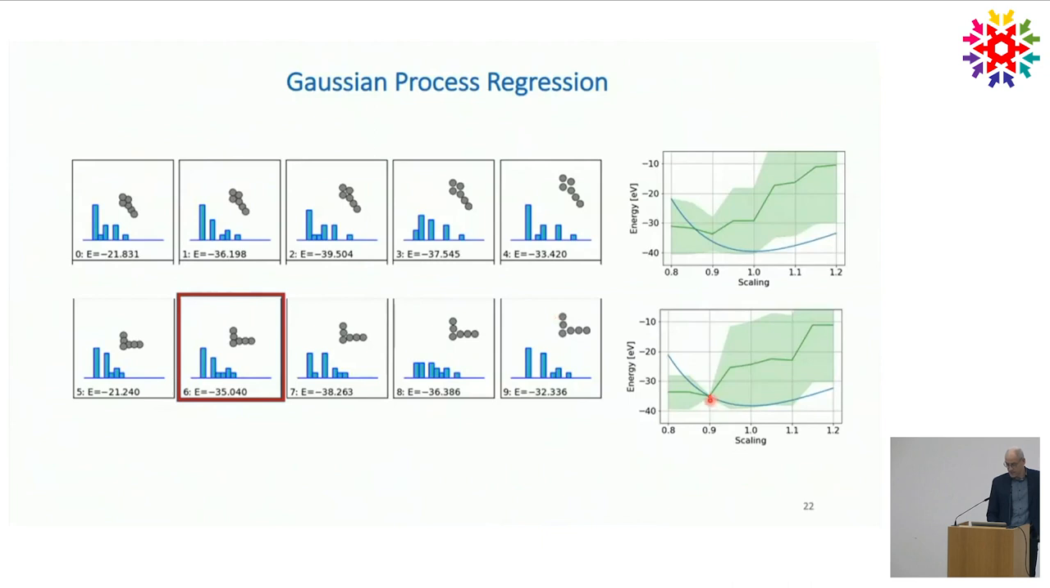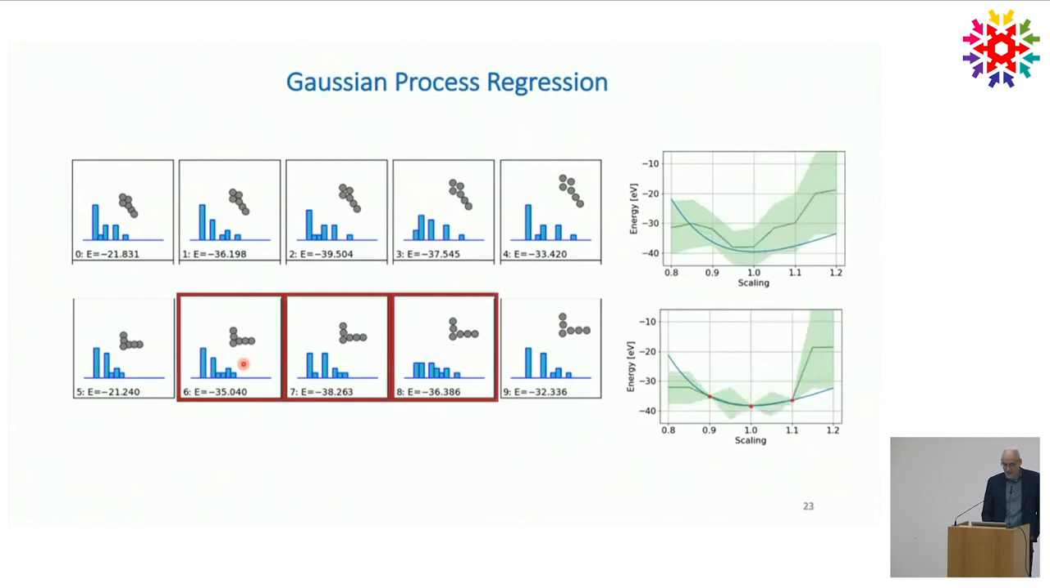So the one where I have the data, I hit precisely. Blue here is the true energy landscape and green is the prediction. And the shaded region here is the uncertainty. So of course I hit my data point exactly. And then I get whatever for the rest. It doesn't make sense because there's nothing to learn yet.